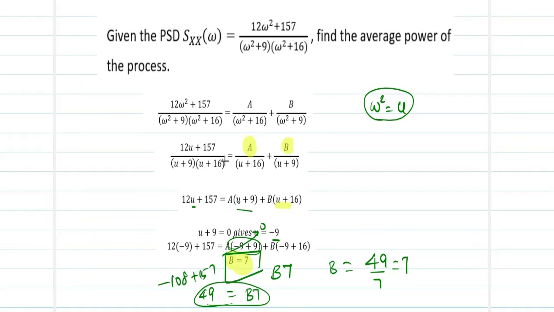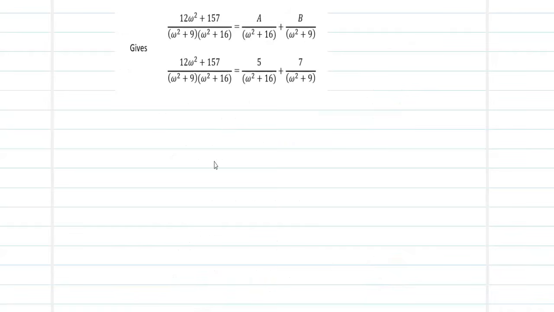Now put it back in your factors, and we can solve it either using the integration technique or the inverse Fourier transform technique. For this problem, I am going to apply the inverse Fourier transform technique. There is no hard and fast rule; it's only for the convenience of our practice. Once we are comfortable with any one method, we can go for it and solve the problem. So I have 12 omega square plus 157 by omega square plus 9, omega square plus 16, which I split using partial fractions as A divided by omega square plus 16, B divided by omega square plus 9.